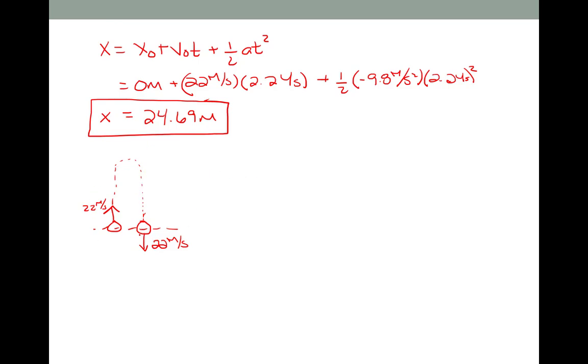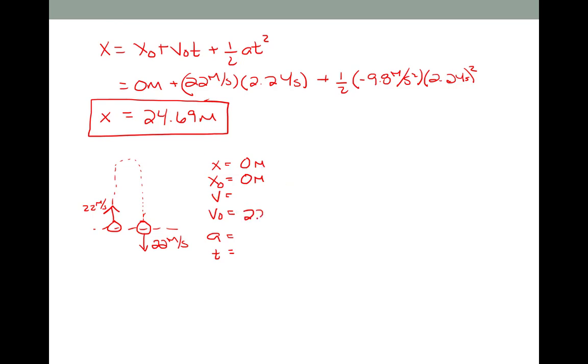So for this scenario, we're going to redraw our grocery list just a little bit. I'm going to let x equal 0 because I'm returning to the same height. I'm going to let x naught equal 0 because that's what I assumed on the previous slide. V is one of the things I'm trying to find at this point. How fast is it moving when it returns to the original height?